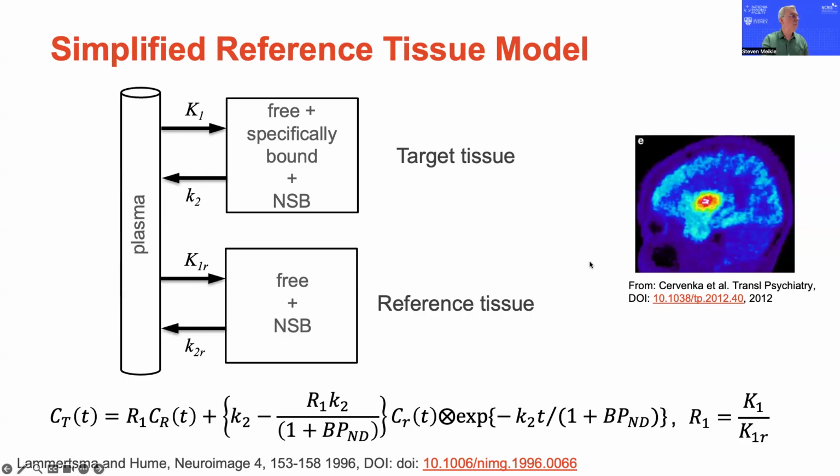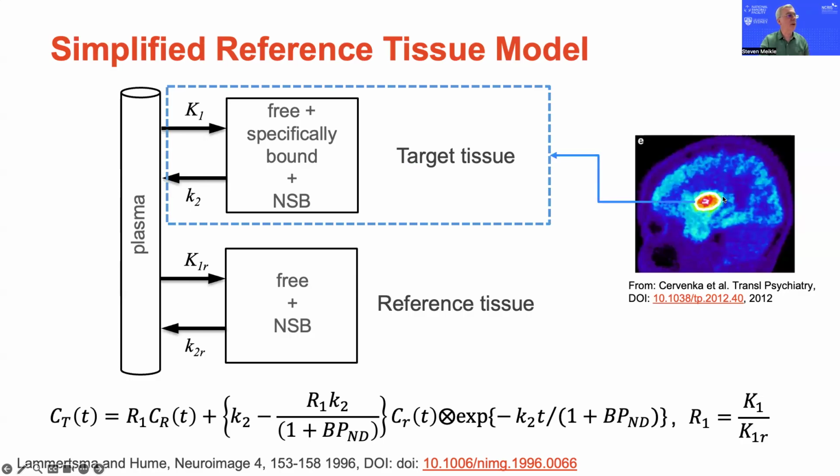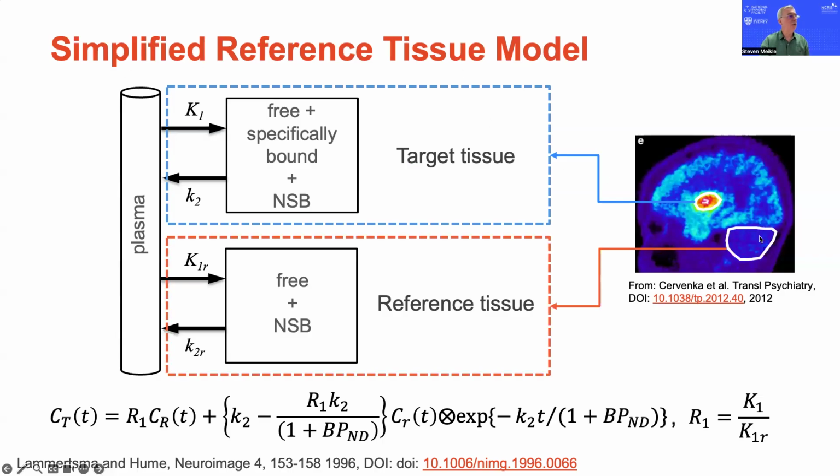And so to show you what I mean by that, if I drew a region of interest around a part of the brain that I know is rich in my target receptors, the specific binding sites, such as the striatum for a dopaminergic tracer, then the tissue time activity curve in that ROI represents this part of the model. And then I draw a separate region of interest around the cerebellum, which in the case of dopaminergic targets has virtually no specific binding. There's no dopaminergic neurons, or very few, in the cerebellum. So I can use that as my reference tissue.